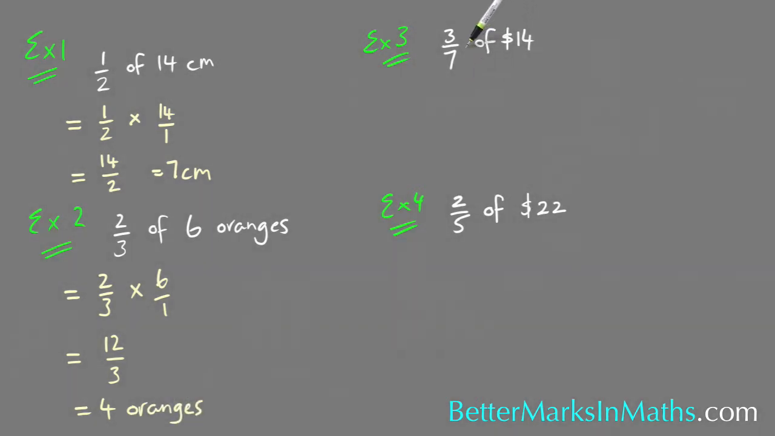Example 3, 3/7 of $14. Again, 3/7 times 14 over 1, and then tops together, bottoms together. So 3 times 14 is 42, and then on the bottom, 7 times 1 is 7. And then how many 7's in 42? The answer is 6. And because it was $14, the answer is going to be $6.